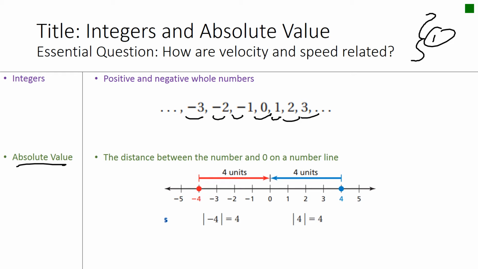Absolute value is talking about this distance. Super important that you talk about the distance between the number and 0 on a number line. So the distance between -4 and 0 is 4 units. The distance between 4 and 0 is also 4 units. These bars right here are a mathematical symbol for absolute value. So the absolute value of -4, the distance between 0 and -4, is 4. The absolute value of 4, the distance between 0 and 4, is 4.